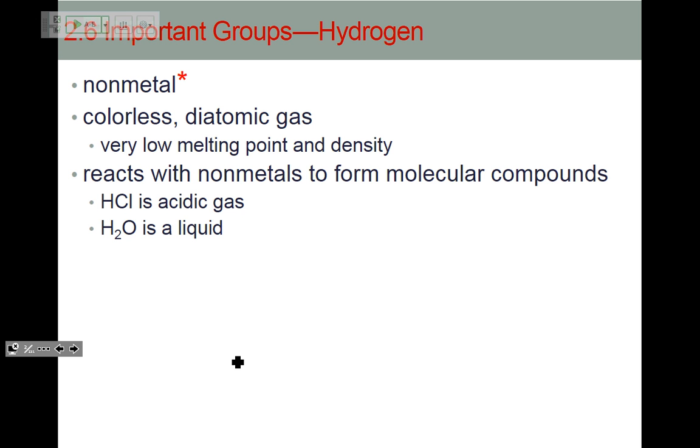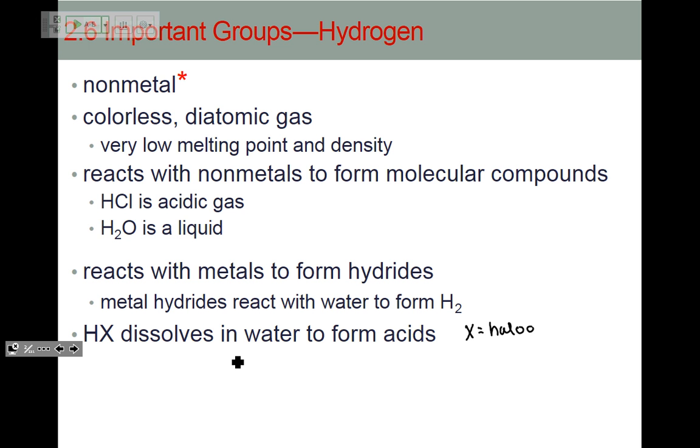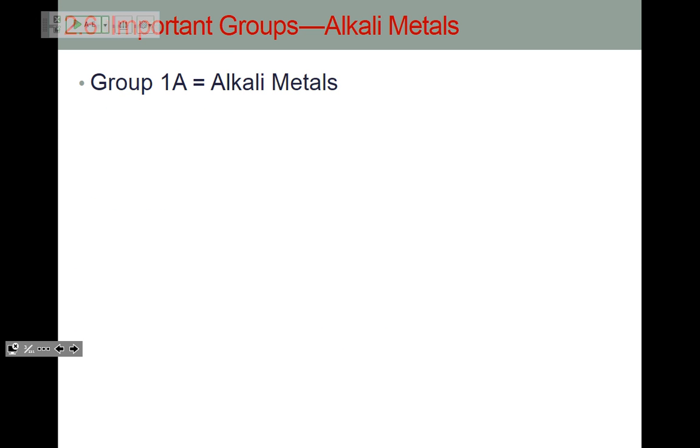It does react with nonmetals to form molecular compounds, HCl, H2O, of course, which is water. It reacts with metals to form hydrides, which is an H negative. That's what a hydride is, a hydrogen with a negative charge. And when we look at H reacted with halogens, which we'll typically show with an X, so chlorine, fluorine, bromine, it forms acids in water, and they will dissolve.